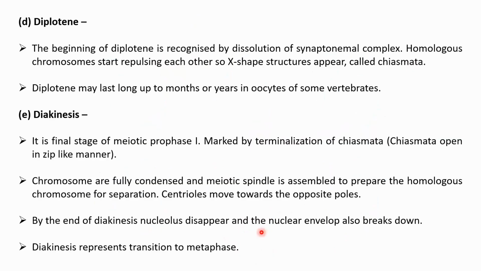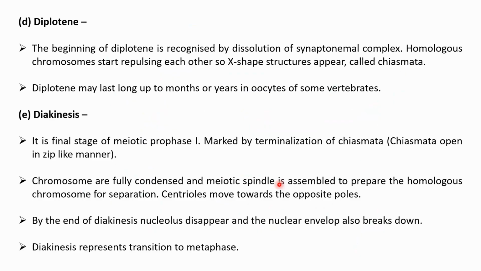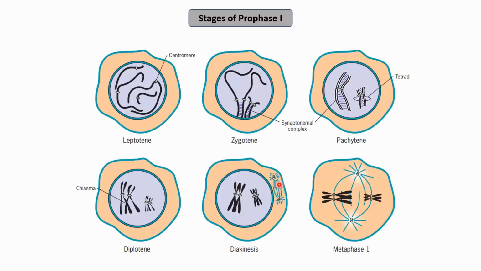After this, in diakinesis, the chiasmata start disappearing, and we can see clearly in this diagram that the centrioles start moving towards the opposite poles. In the next figure, we have the metaphase 1 stage, where we can clearly see that the centrioles have reached the opposite poles, and the meiotic spindle fibers are attached in such a way that the homologous chromosomes will move towards the opposite poles.